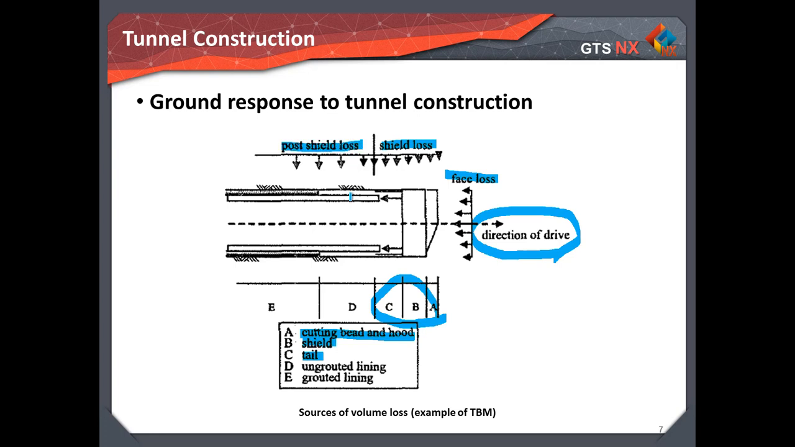Last is the post shield loss. It is composed with the ungrout lining and grout lining as well. If the lining is erected behind rather than within the shield, then there will be a length of unsupported soil between the back of the tail to the shield and the erected liner over which radial deformation can occur.